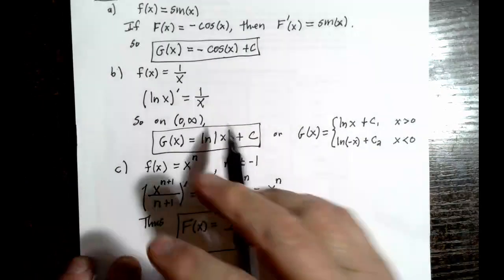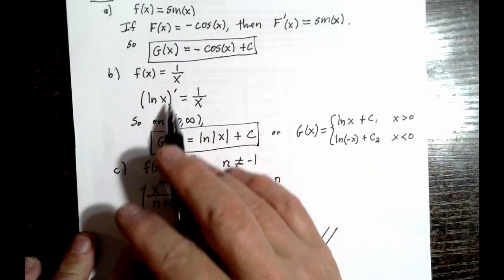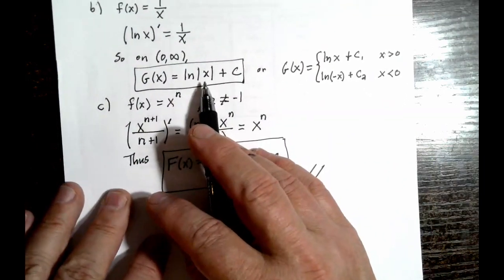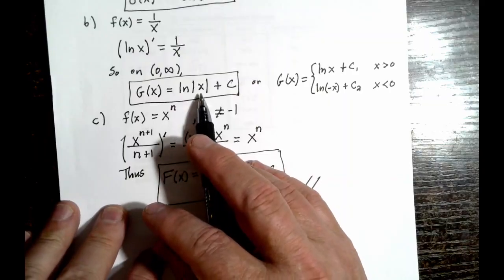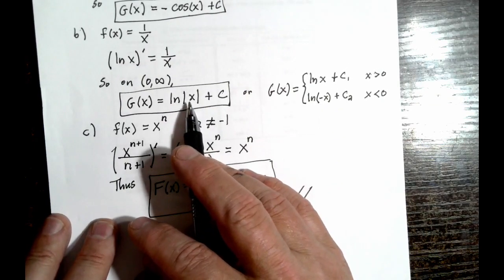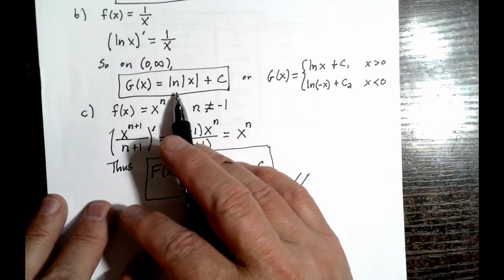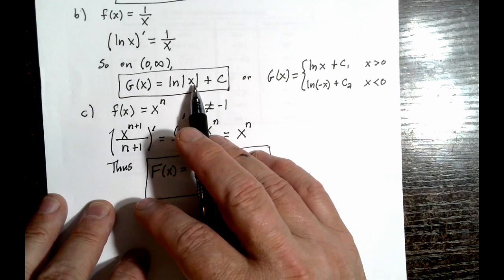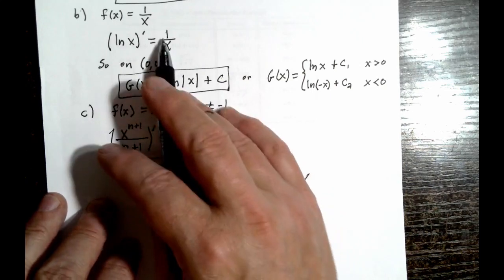For b, what function when you take its derivative gives you 1/x? Well, it's ln of x. And you can actually use the absolute value around the answer here, and you don't lose any ambiguity with the original question. The derivative of ln of absolute value x equals 1/x no matter whether x is positive or negative. So this actually does give you 1/x.